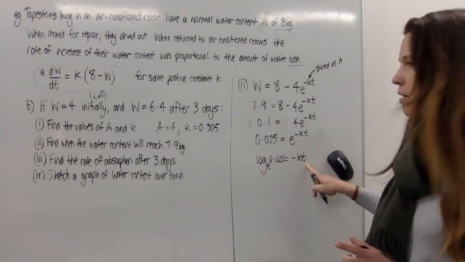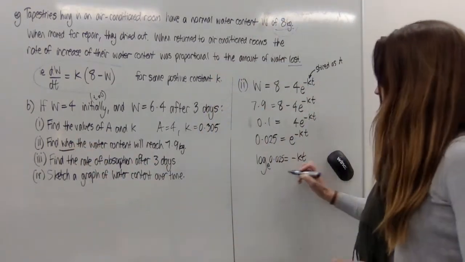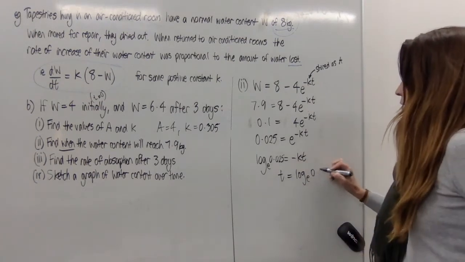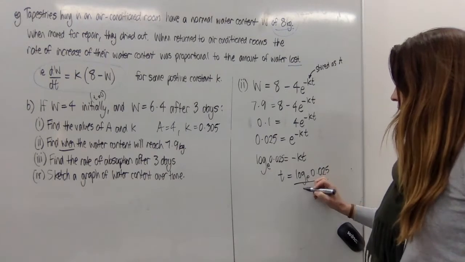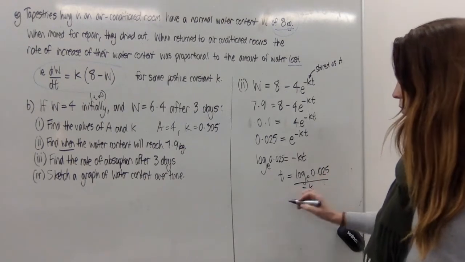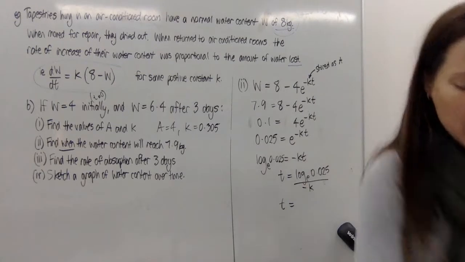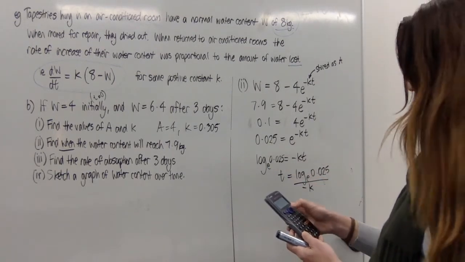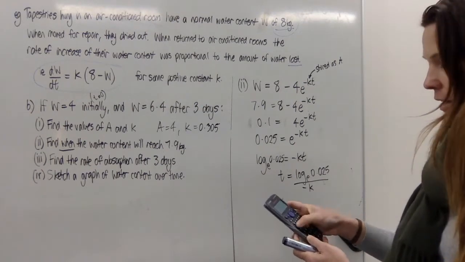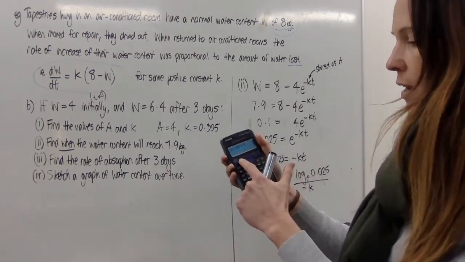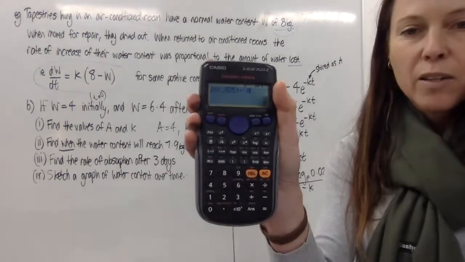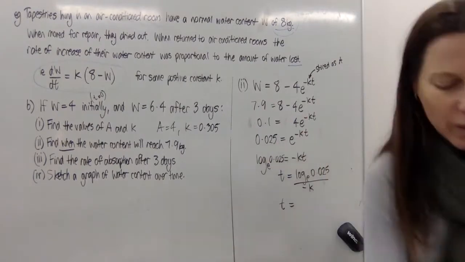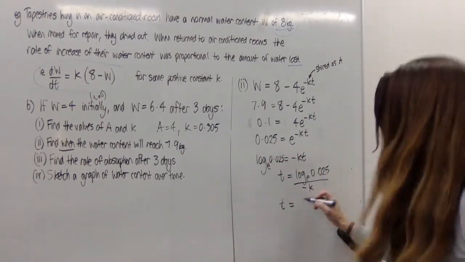And now to get the t by itself, because I'm looking for when this happens, I can see that t is going to be the natural log of 0.025 divided by negative k. At this point I'll put it into my calculator, pressing the natural log of 0.025 divided by negative, and when I need the k, I'm just going to hit alpha and then my red A button. So it actually looks like I'm dividing by negative A. That way I've got the exact value every time. And I get 12.077.